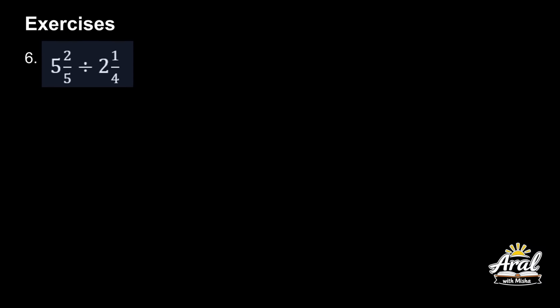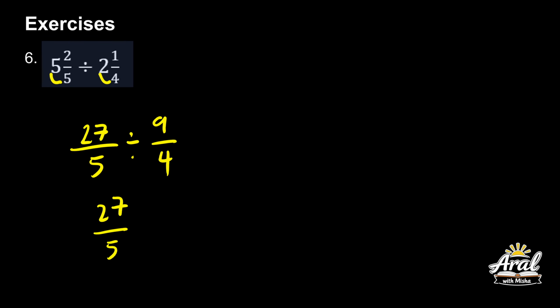Okay, ganun din. You need to get the improper fraction. 5 times 5, 25, plus 2, 27 over 5. Divided by 4 times 2, 8, plus 1, 9 over 4. 27 over 5 times, gawin mong inverse operator, then get the reciprocal of 9 over 4, that's 4 ninths.